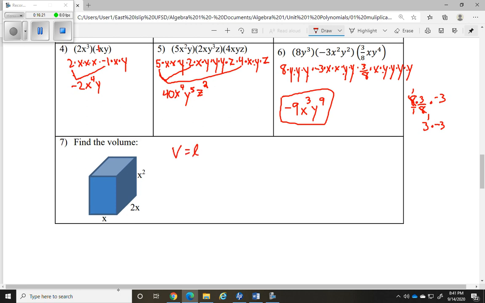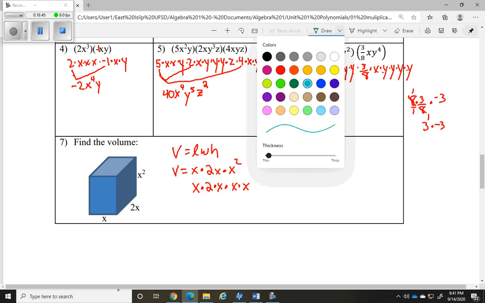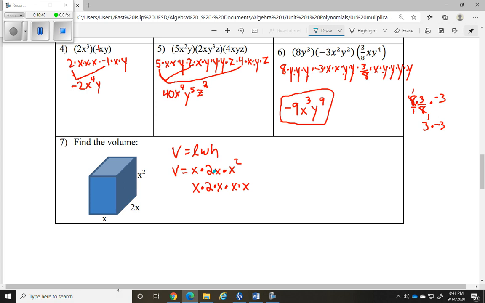Volume is equal to length times width times height. So to find the volume, I really have to do x times 2x times x squared. If I expand it, this really says x times 2 times x times x times x. Remember, there really is a multiplication sign right here in between the 2 and the x. If I do my coefficient first, I get a 2, and x is being used as a factor 4 times.